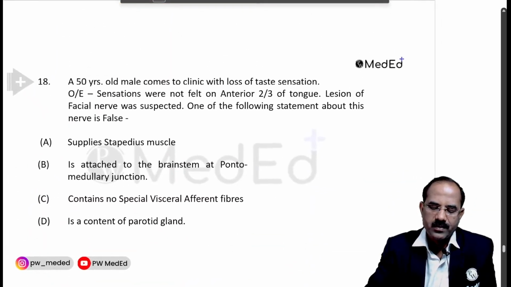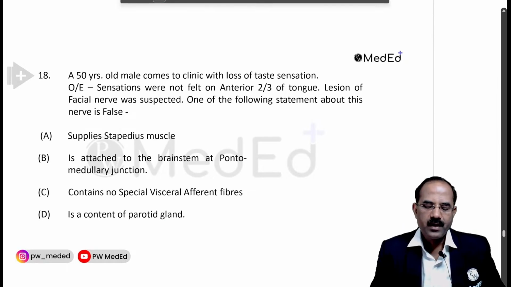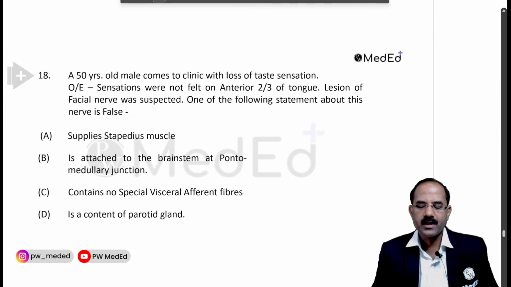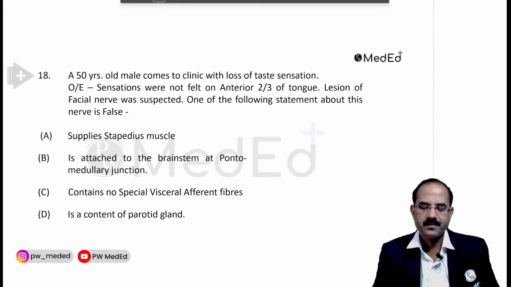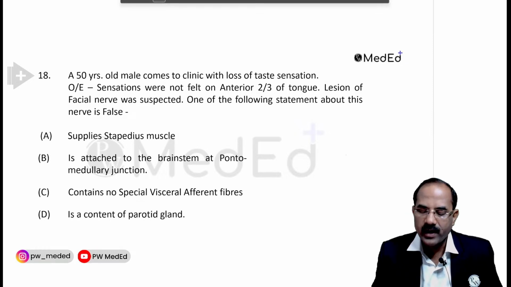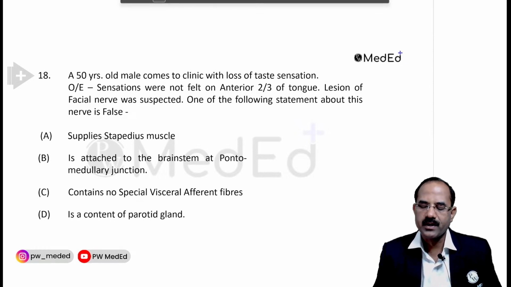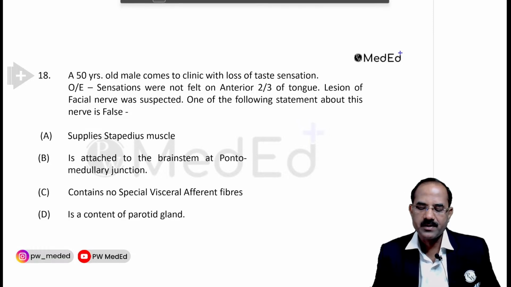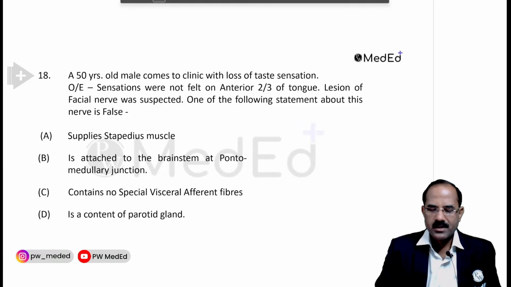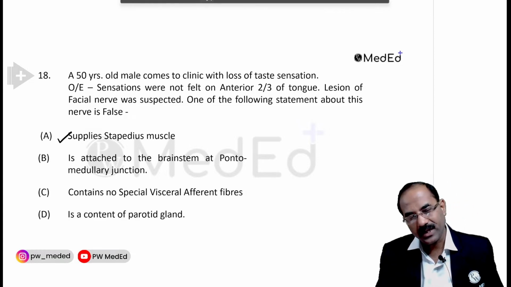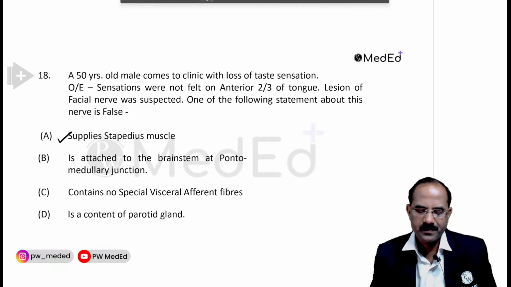One last MCQ, students. Answer this last MCQ. A 50 years old male comes to the clinic with loss of taste sensations. Sensations were not felt on the anterior two-thirds of the tongue. Lesion of facial nerve is suspected. One of the following statement about this nerve is false. Supplies the stapedius muscle. That's correct. The facial nerve supplies the stapedius muscle in the ear.